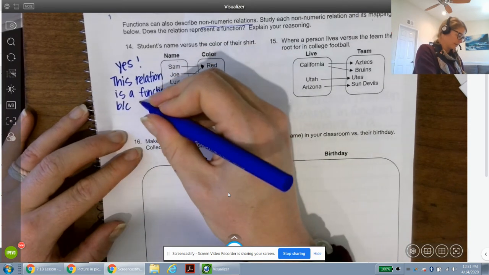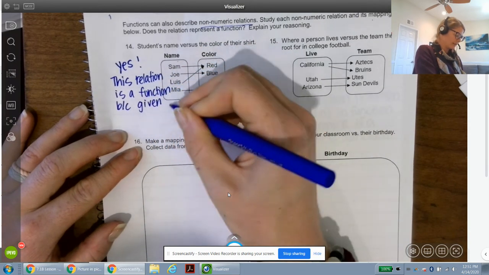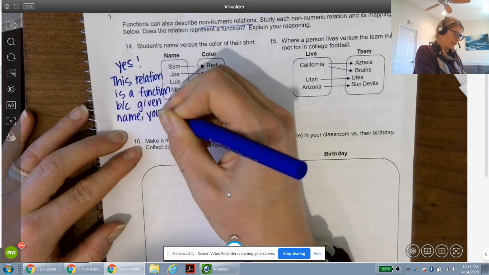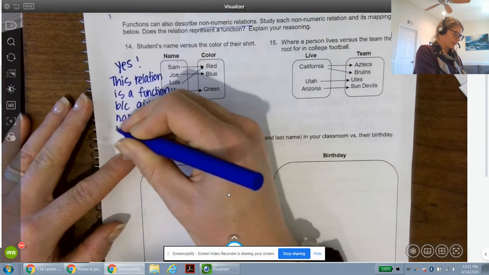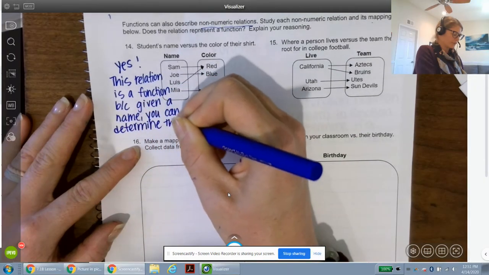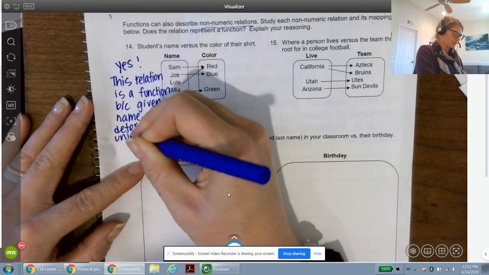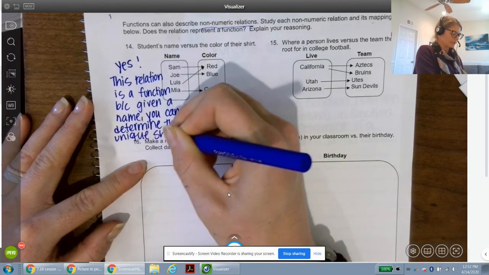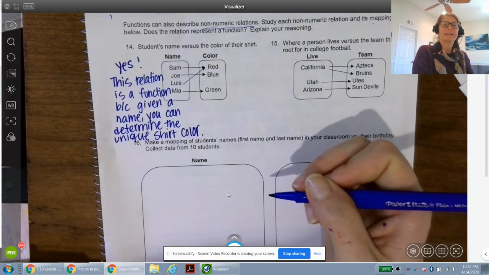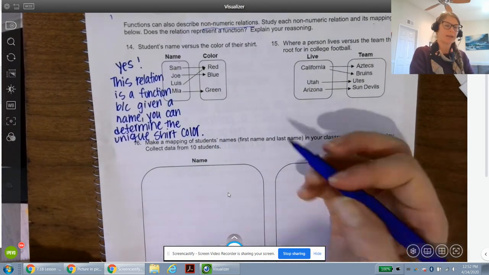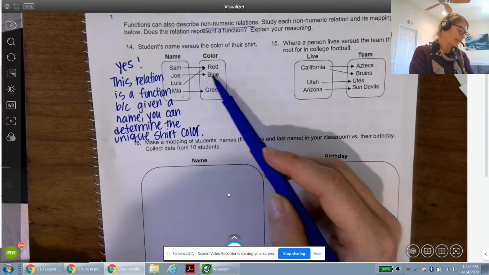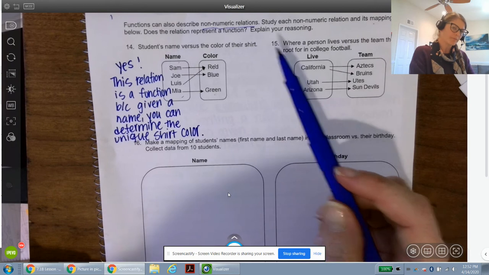because given a name, you can determine the unique shirt color. There's a lot of ways we could have said this. Yes, this relation is a function because each name corresponds with exactly one color.